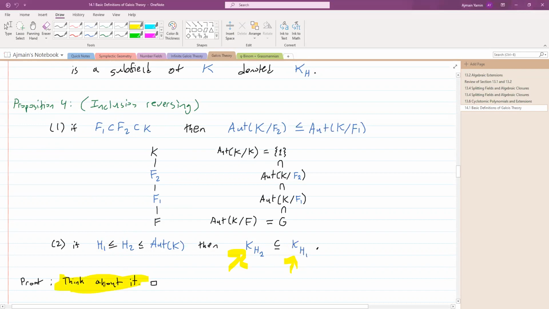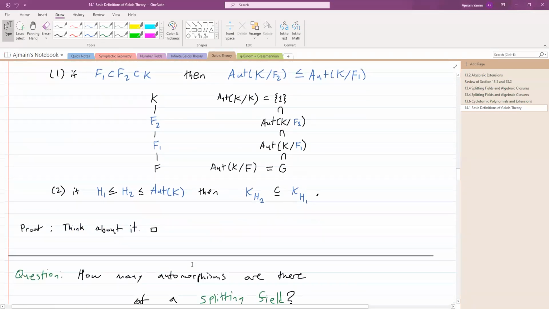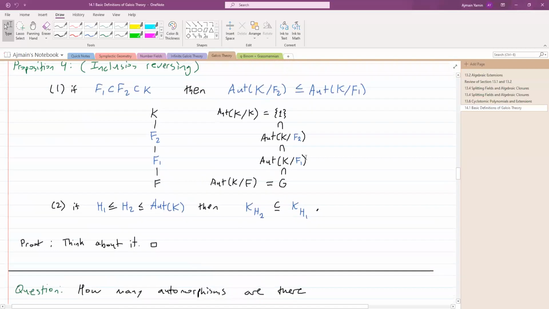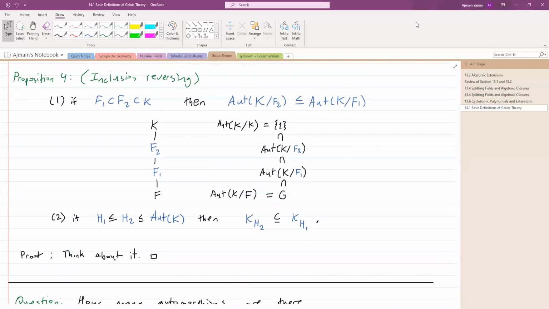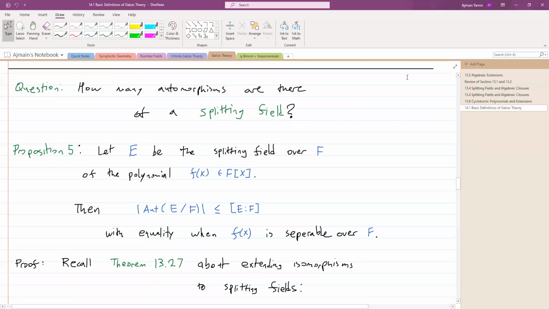If that didn't make sense, just try thinking about it. It can be confusing, but if you think about it, it'll make sense. Okay, so that's basically a review of stuff that we've seen before. Are there any questions before I move on to the new stuff in section 14.1?